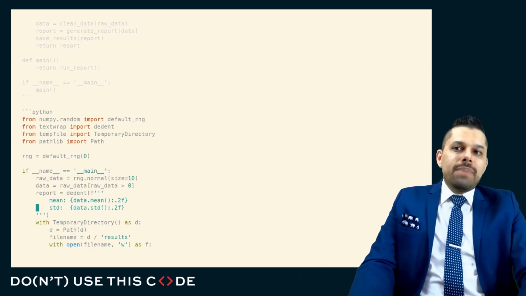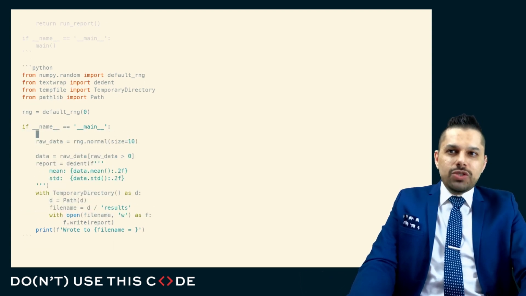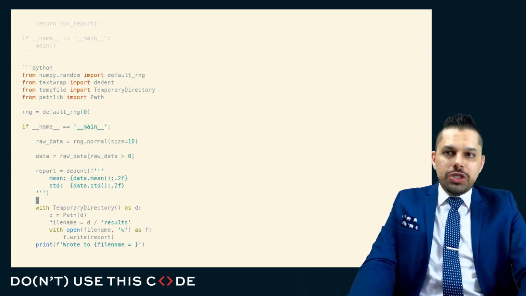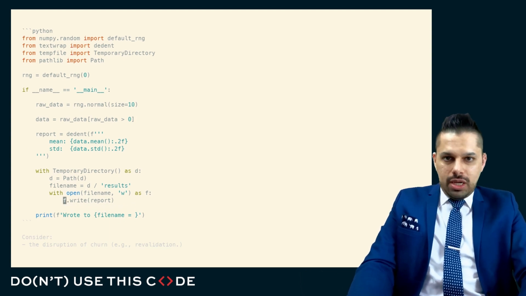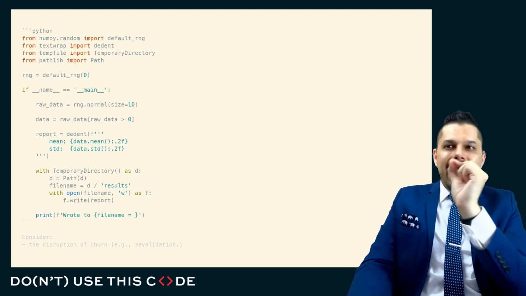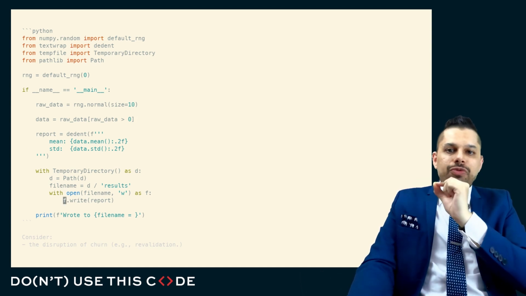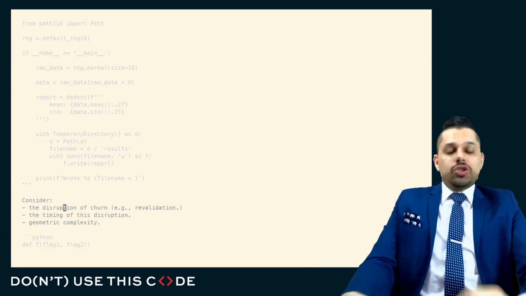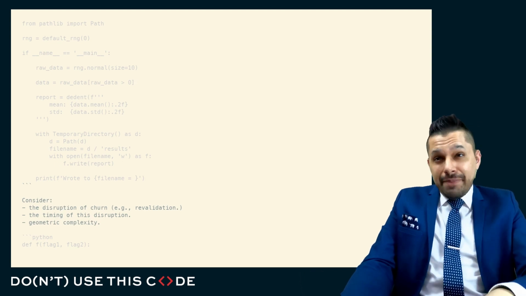In fact, my argument historically has been that this is the best way to write this code, because each step of this, where we load the data from, how we perform the data cleaning, how we generate the report, how we write the results, might diverge over time from somebody's single source of truth, and we want to preserve the ability to make these changes without the disruption of churn. And I want you to consider what happens when we have this churn. It's not just revalidation, but it's also related to the timing of this disruption.